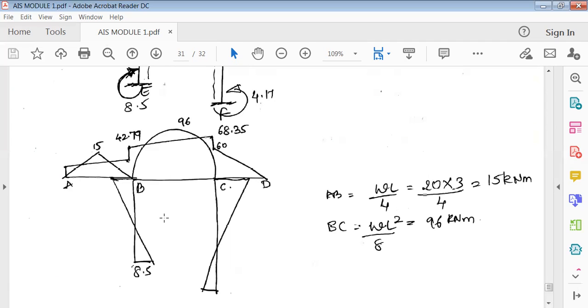So in the next class, we'll start with the sway problems. That is little time consuming. So you have to be very careful. So first finish off with this non-sway type of problems, because it's a little simpler.